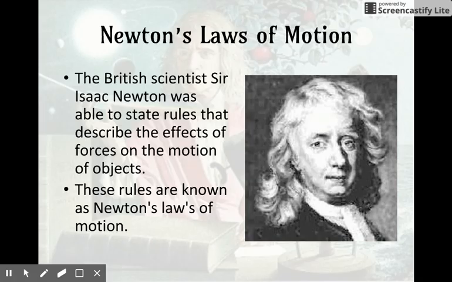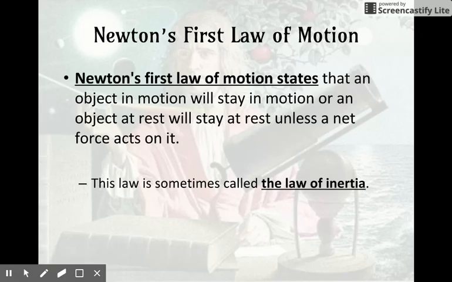So now that we've talked about inertia and we kind of understand what inertia is, let's talk about Newton's first law of motion. So Isaac Newton was a British scientist. He was able to describe the effects of forces on motion with his 3 laws. So his first law states that an object in motion is going to stay in motion, or an object at rest will stay at rest unless a net force acts upon it. Sometimes this law, instead of being called the first law of motion, is called the law of inertia.